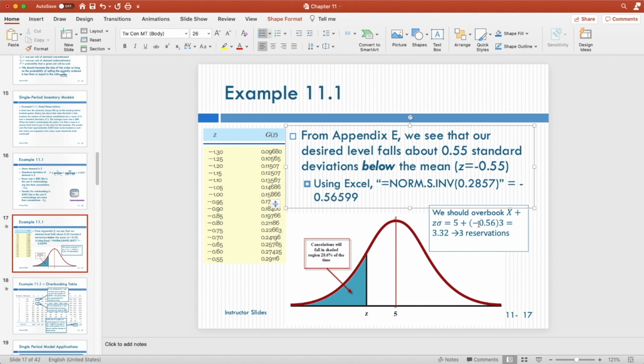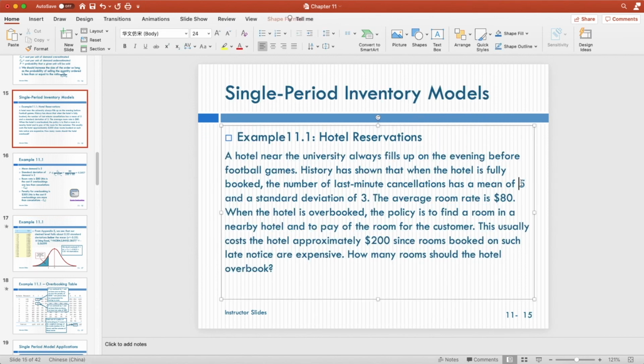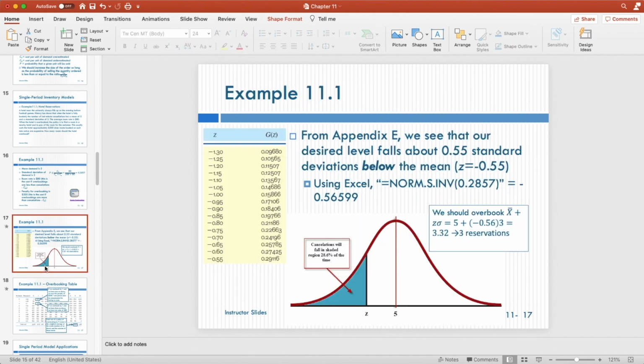That's why, when we calculate the final result, we use mu; the slide uses x bar, but that's the same thing. Mu plus z times sigma. What is mu? The mean is 5. What is sigma? Sigma is 3. Then 5 plus the z value we just got, negative 0.57, times 3, to get 3.32.